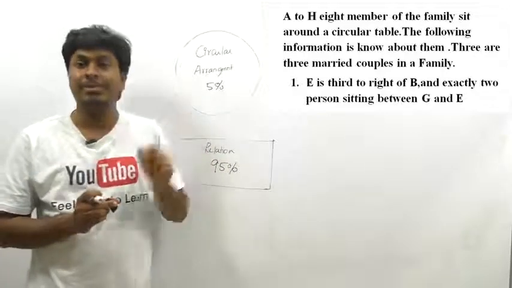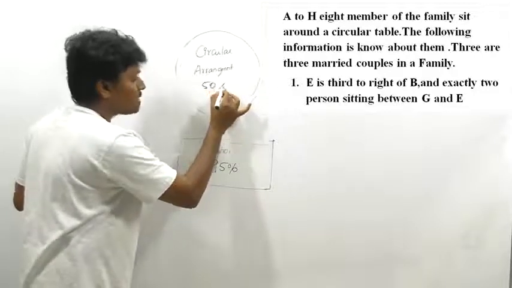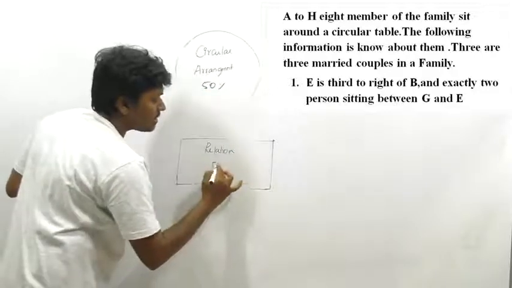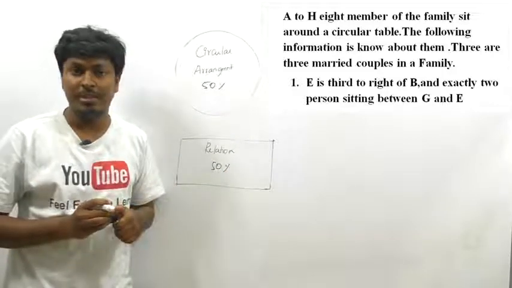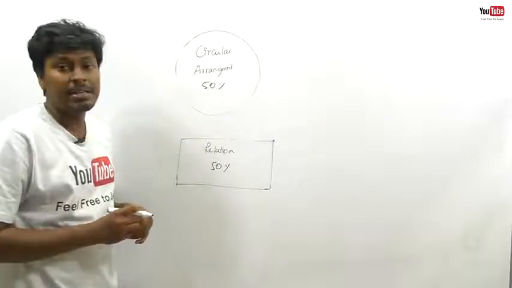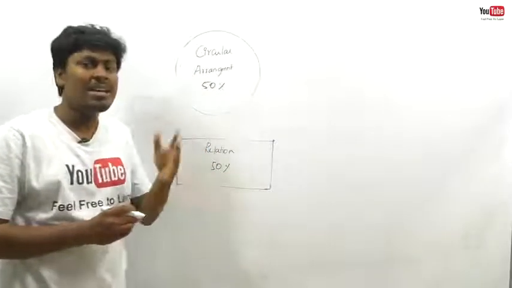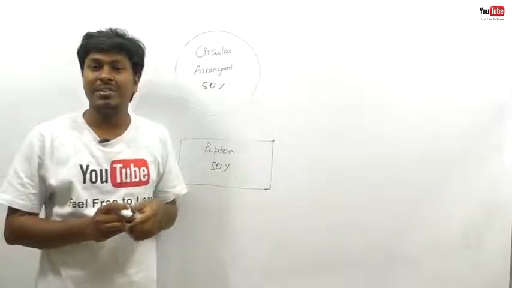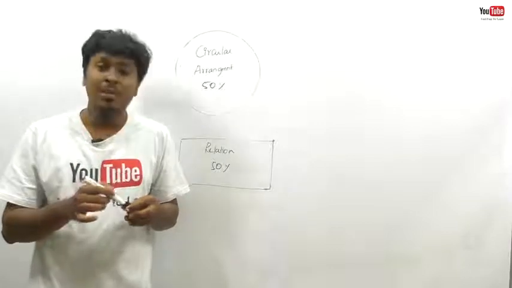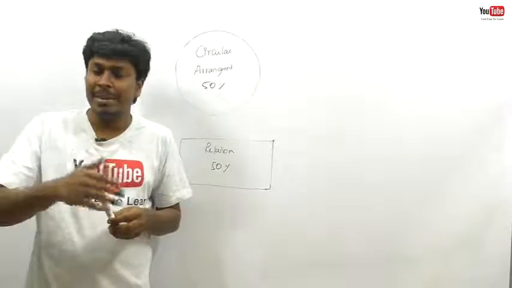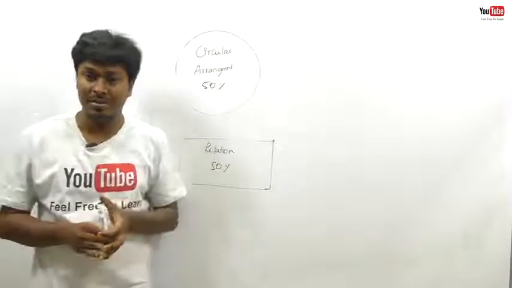If it is a type 2 question, our concentration should be 50% on the arrangement and 50% on the relation. Then only you can solve the question within 1 or 2 minutes. By only concentrating on a circular arrangement, or only concentrating on the relationship finding, you can't solve these kinds of questions faster in your exam, friends. If you are brilliant, you can solve, but for the person who is average or a beginner level, this is the proper methodology to solve those questions, friends.